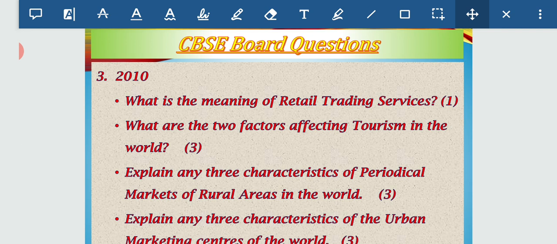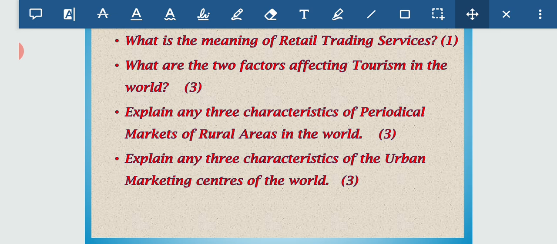Now, next, any three characteristics of the urban marketing center. Just now I discussed the difference between the rural and the urban marketing center. So, from there only you can get the answer.